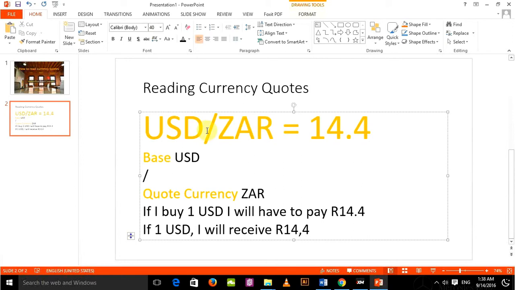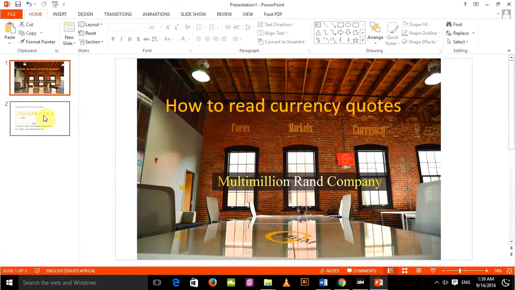If I'm selling the USD ZAR pair, I am selling $1 for the quote price, in terms of the ZAR, which is going to be 14 rands 40 cents. So that is just a brief lesson for today, how to read currency codes.